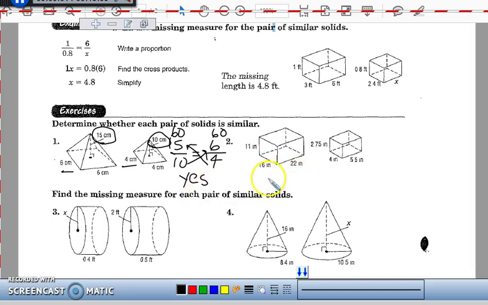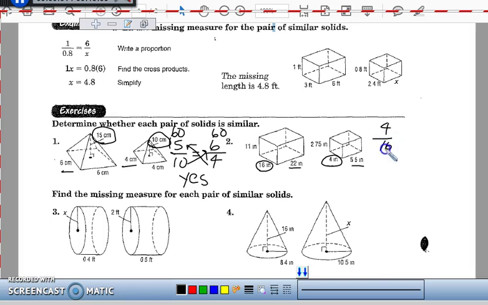Okay, on this one again, since it's not a square, it doesn't matter which one we pick, we're going to pick 2. So I'm going to pick 16 going with 4, and I'm going to pick 22 going with 5.5, because it's not a square, so that works out better than if it was a square. You don't ever want to use 2 sides from a square.